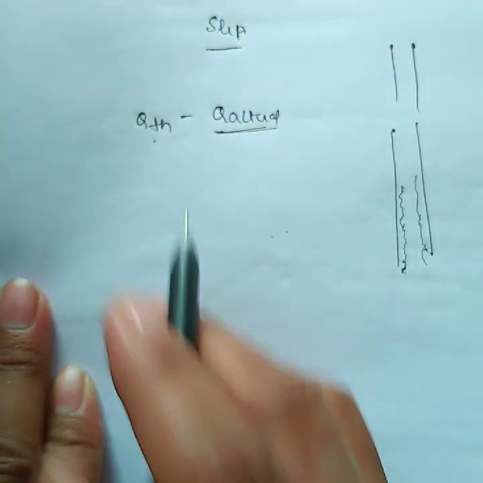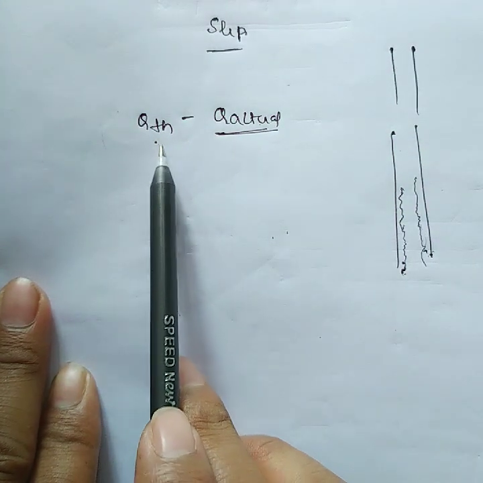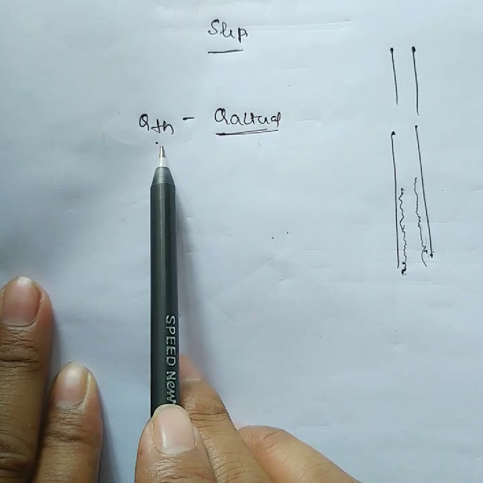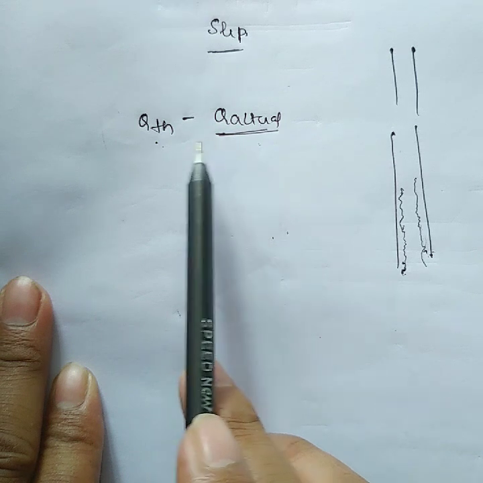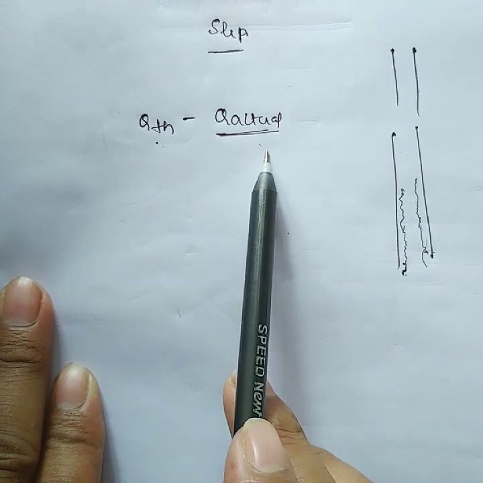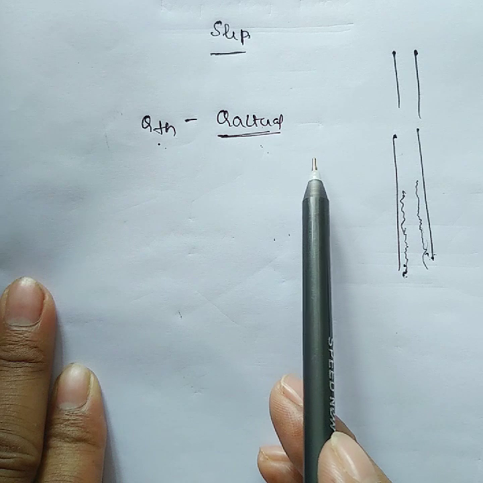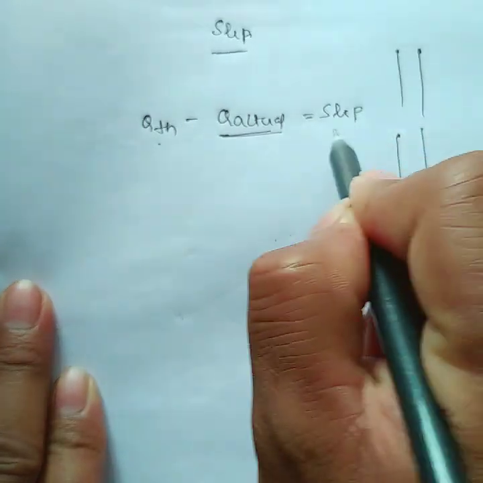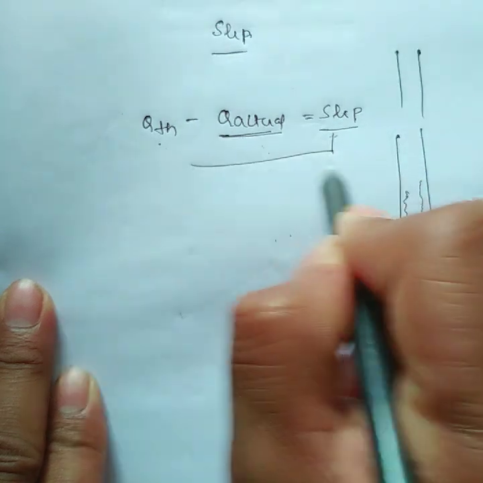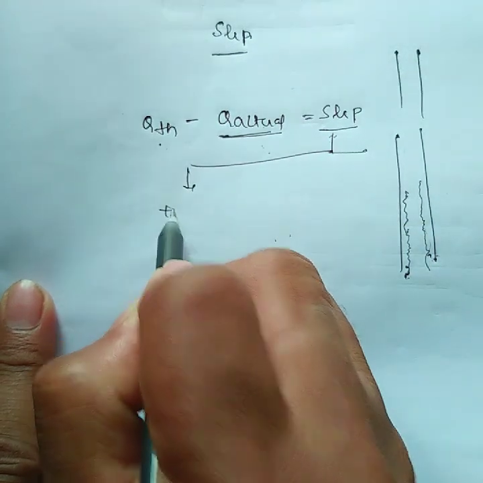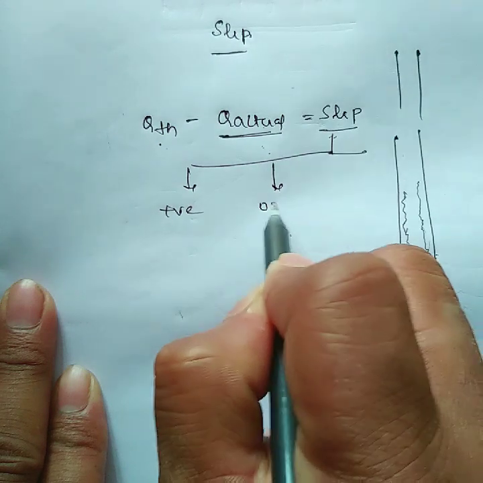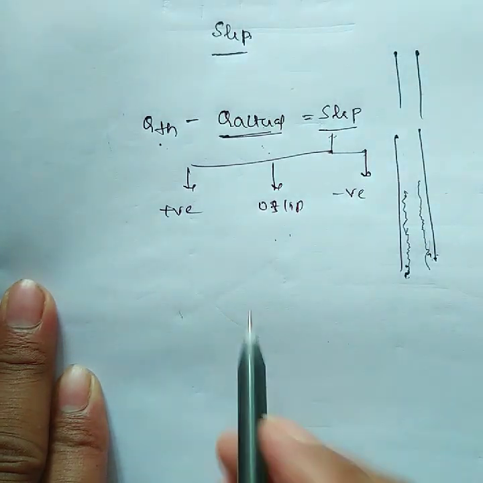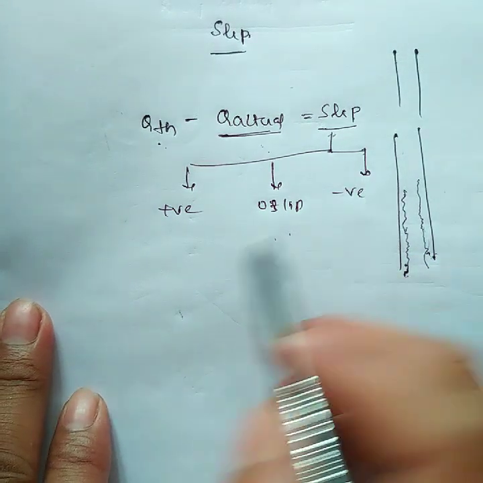What is the difference between theoretical and actual? Theoretically you are getting 100%, but actually you are not getting 100%. You are getting 70% or 60%. That means the 30% is the slip. This slip may be classified into three types: one is positive slip, another is zero slip, and another is negative slip.